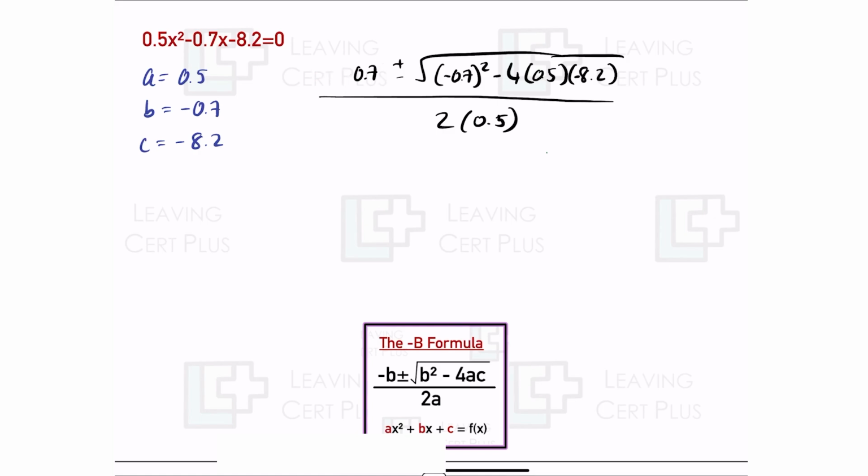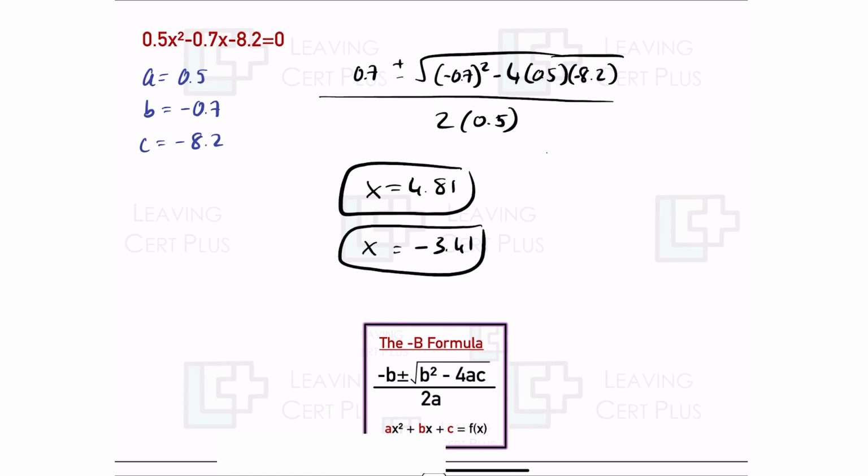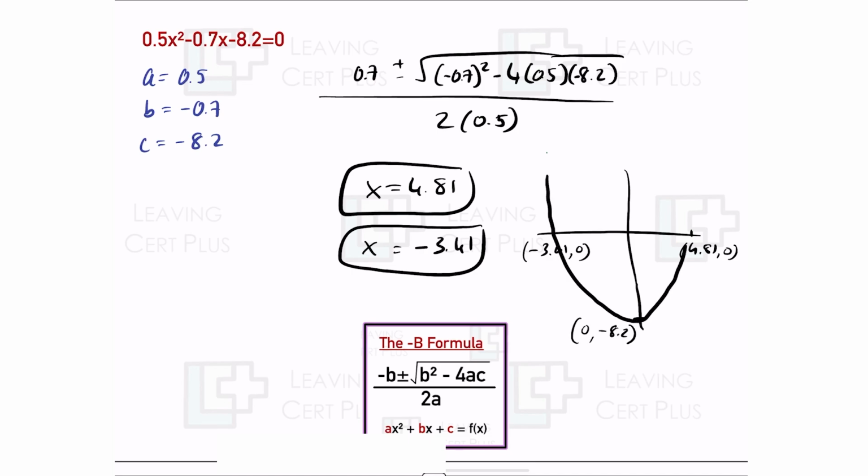And if you put that into your calculator using the positive, you're going to find x is equal to 4.81, and using the negative, you're going to find x is equal to minus 3.41. Okay, and there are your two roots. So if I was to sketch that, it's positive x squared, so it's definitely going to be a U, and we've got the two roots. So the roots, we could say that's minus 3.41, and over here you're going to have 4.81. And writing them as an actual coordinate, you can just put comma 0, and then your y-intercept is going to be minus 8.2, which would be down here. So you can sketch that like this if you like. So that would be your function.